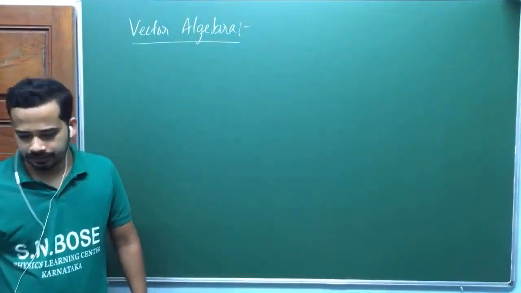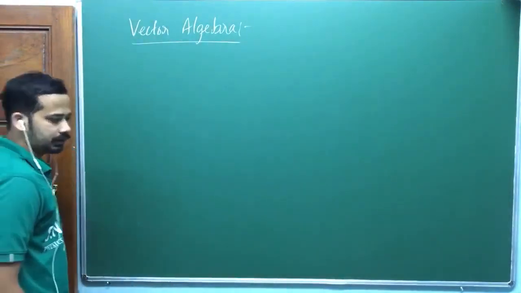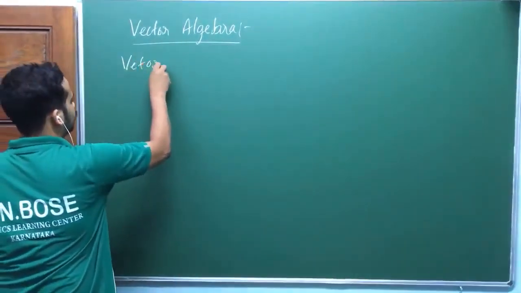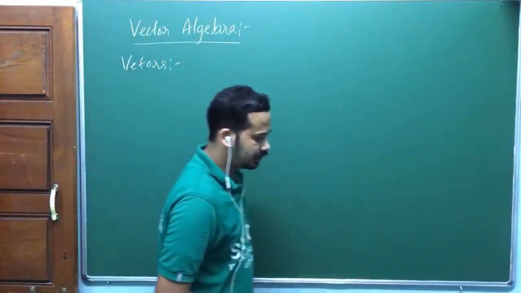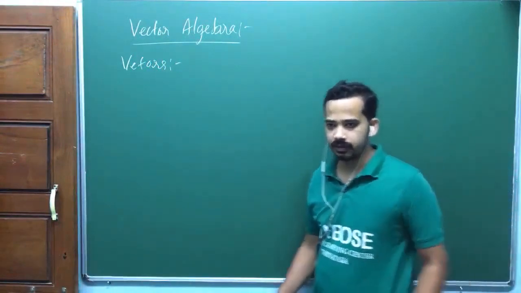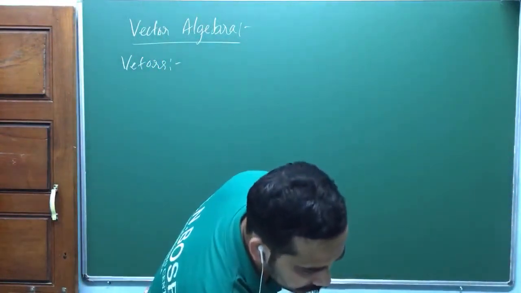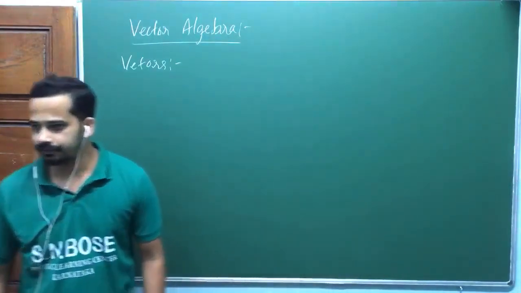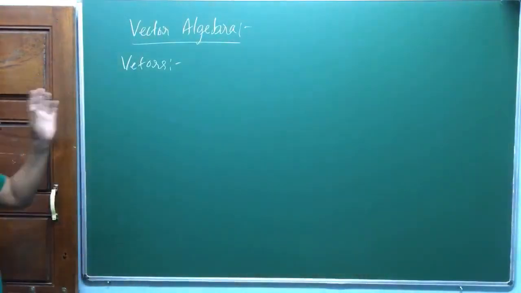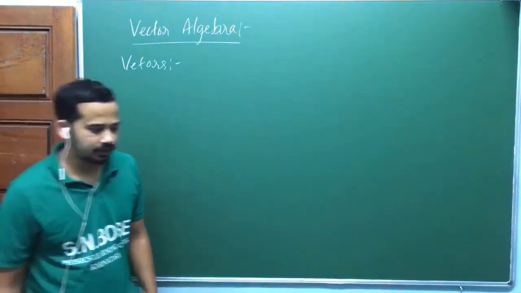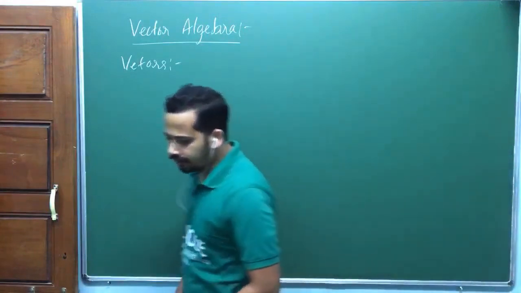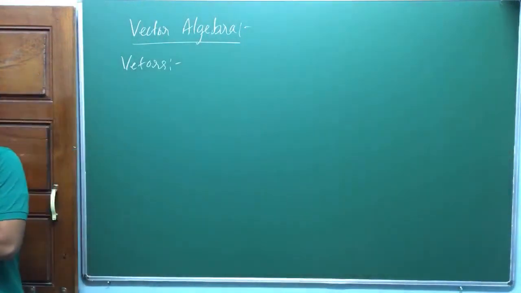Is that okay? So how do you define a vector? Quickly. We can define a vector as a quantity which has both direction as well as magnitude, isn't it? And we define scalars as a quantity which has only magnitude. Now, usually in class 12th, we define vectors as a quantity which has direction and magnitude, but that definition is not complete.